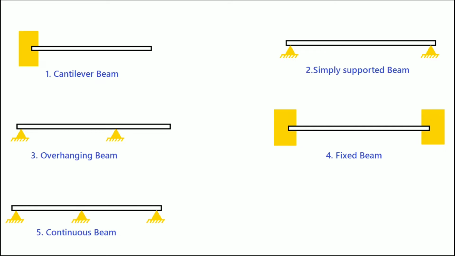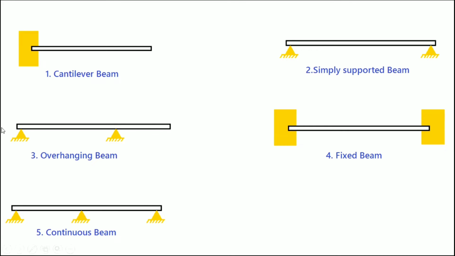Moving to the third beam, that is the overhanging beam. Here also there can be either a roller or hinge support. Instead of supports at the ends only, one support is at the end and another is not at the end. So this portion is overhanging. That's why it is called overhanging. It is actually a single overhanging beam.